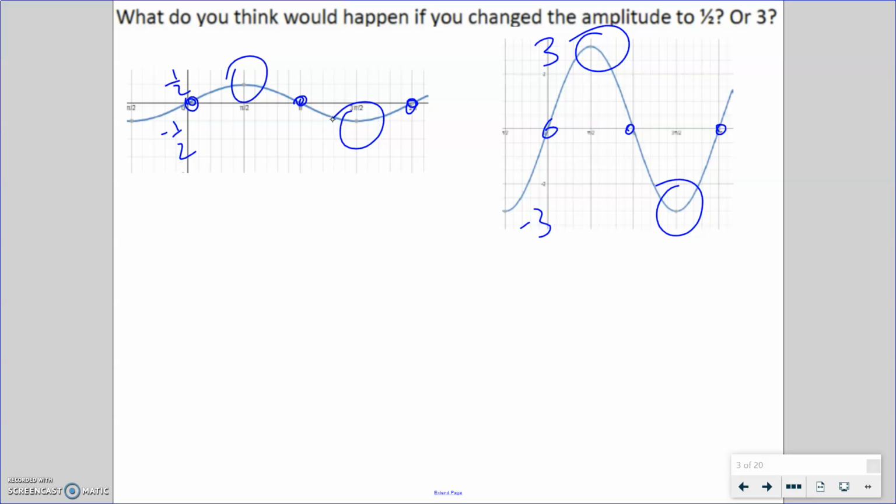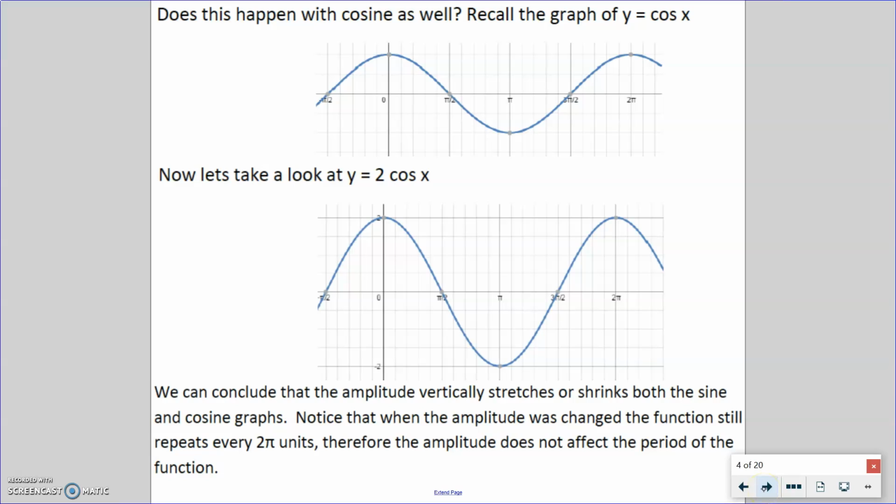That's what gets stretched. Okay, so just a quick note, does this happen with cosine as well? Of course. So here's the parent function. Notice how pi over 2 comma 0, 3 pi over 2 comma 0, those are still points. That hasn't changed. The only thing that changed is instead of going up to 1 and -1, we're going up to 2 and -2 because of the 2 in the front, okay? So keep that in mind.